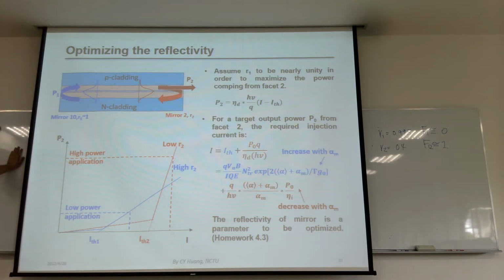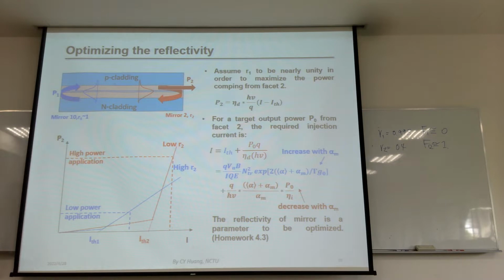So, what's the best reflectivity for a laser diode? The answer is that it depends on your target output power. Why? Let's consider the mirror with a low reflectivity. A low reflectivity means a high mirror loss.